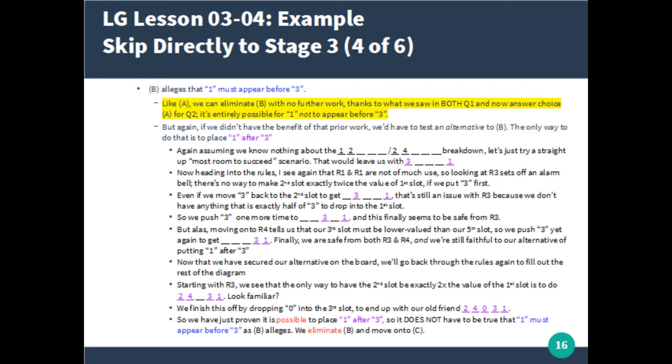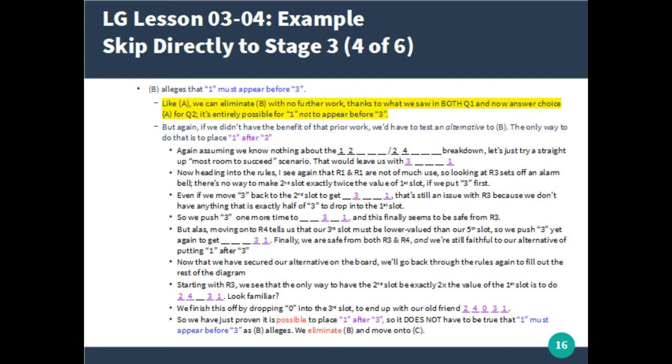Now that we've secured our alternative on the board, we're going to go back through the rules again to fill out the rest of the diagram. So starting right back up with rule 3, because again, rules 1 and 2 don't really help us a whole lot. They're just kind of baseline conditions. Starting with rule 3, we see that the only way to fulfill rule 3 is to have the familiar combination 2 and 4 up front. Because again, rule 3 wants the second slot to be exactly twice that of the first slot. And of course, the numbers that we have left are 0, 2, and 4. So 2, 4, blank, 3, 1 is what we end up with so far, based on rule 3.